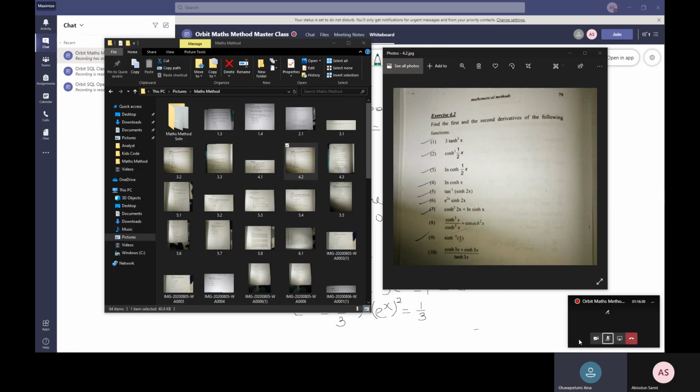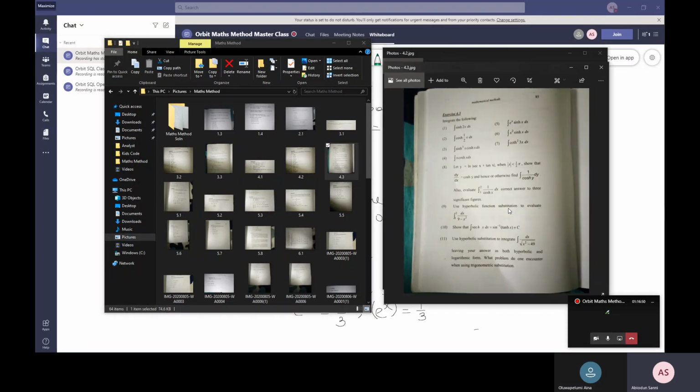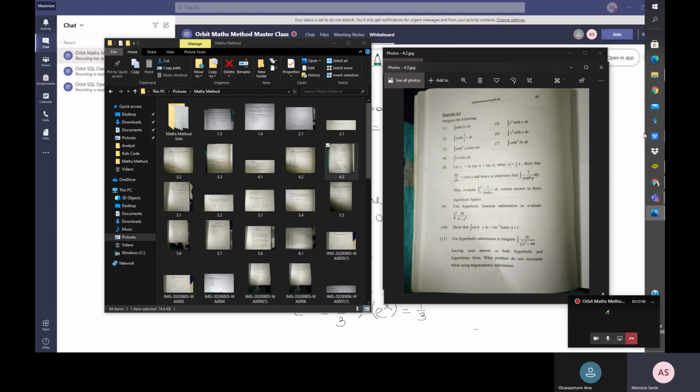Exercise 4.3. You said 4.3. Yes. Which number are we talking about? Number 8. Okay, yes. So let's see how far we can go with this number 8.